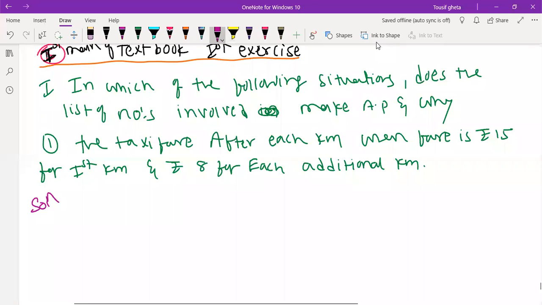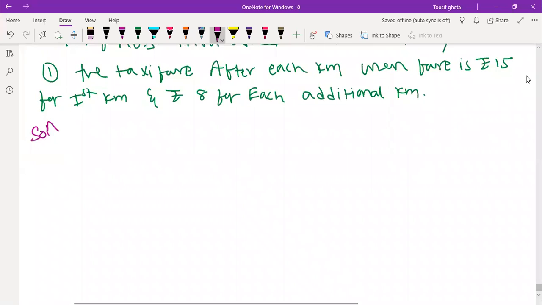Okay. Everyone, I request kindly look on your screen. In which of the following situation does the list of number involved make an AP? And if it is in AP, then why it is in AP? We should give a reason. We know anything will be in AP when the common difference is constant. When common difference is same.